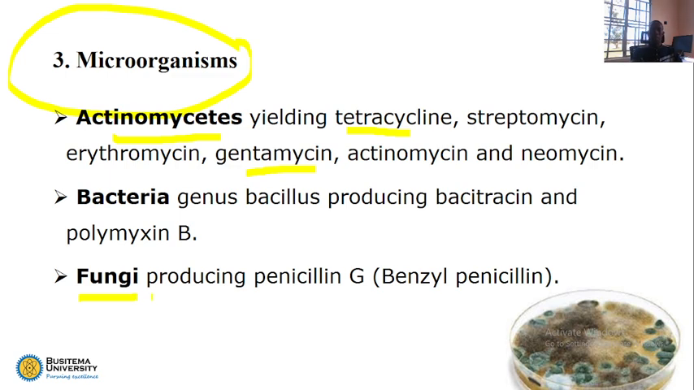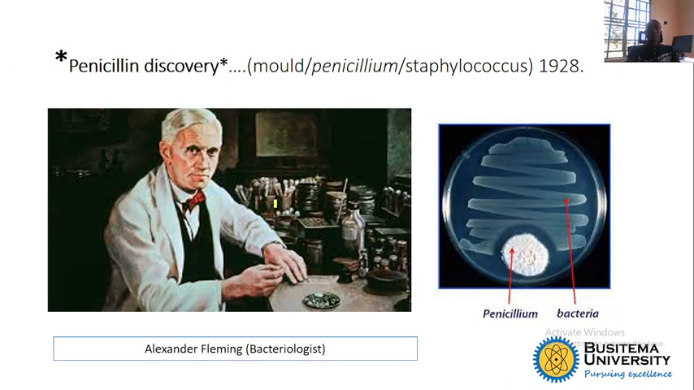For example, they provide us with what we call the penicillin. The active ingredient is penicillin G, the benzyl penicillin. As we shall discuss, the story of how penicillin G was discovered. The man who discovered penicillin G is called Alexander Fleming and he is a bacteriologist. As he was doing his practicals, on his petri dish, he had some bacteria.